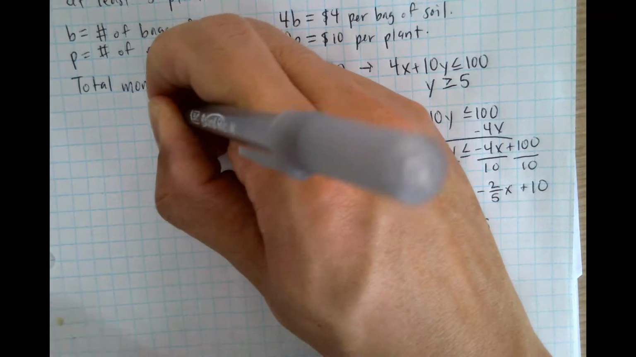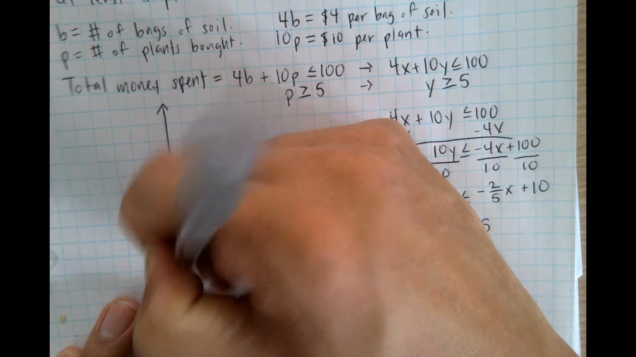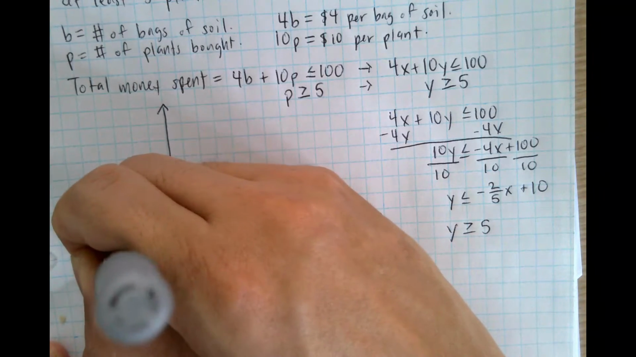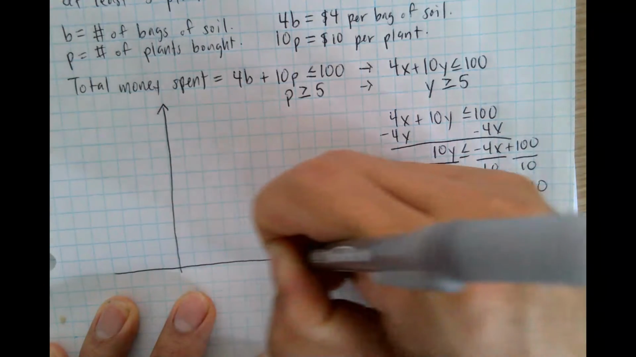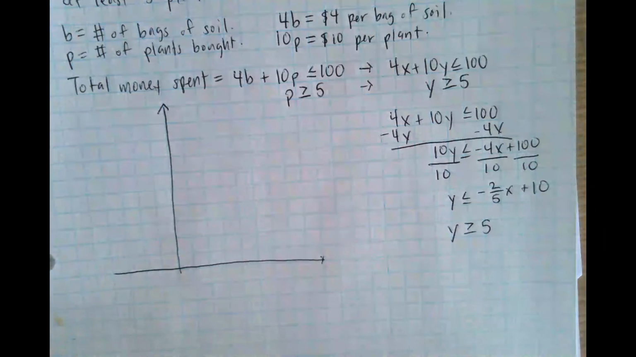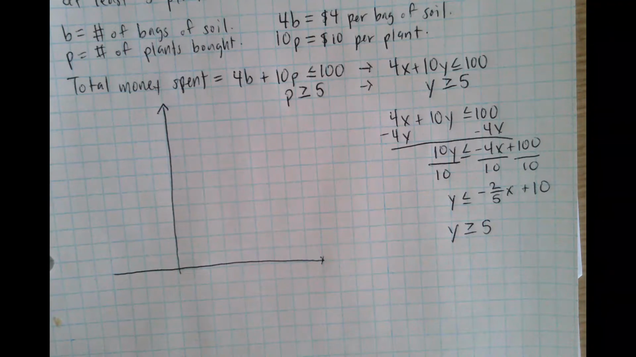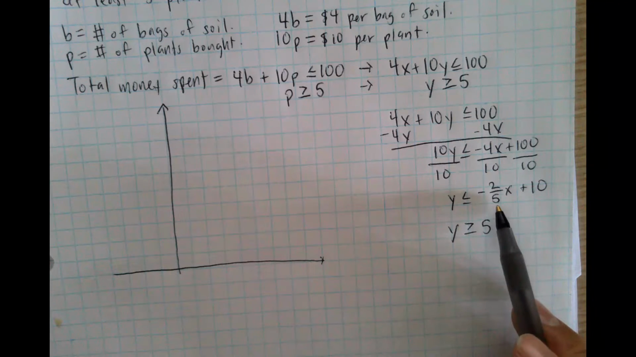So it looks like you can graph this a lot easier, hopefully. The first thing I want to do is graph the top equation, which is y is less than or equal to negative 2/5 x plus 10.